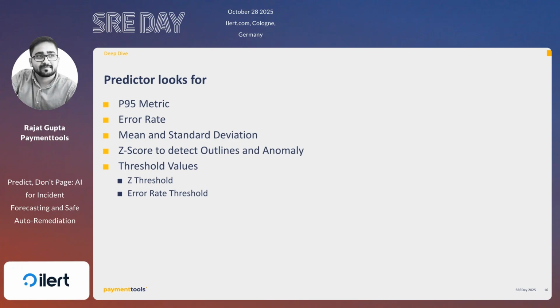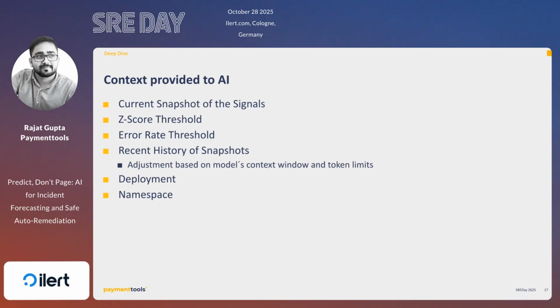Industry-wide, a z-score of 3 is a very standard practice, but we can tweak it depending on our use case or as we see fit for our system. When the predictor gets all of that information from Prometheus, it sends the context to our AI, and context is very important. What does it send? The current snapshot of signals, the z threshold value, the error rate threshold, and the recent history of snapshots. Whenever it takes a snapshot, it also contains the history, and based on the model's context window, the history can be adjusted, for example the last 10 or last 50 snapshots.